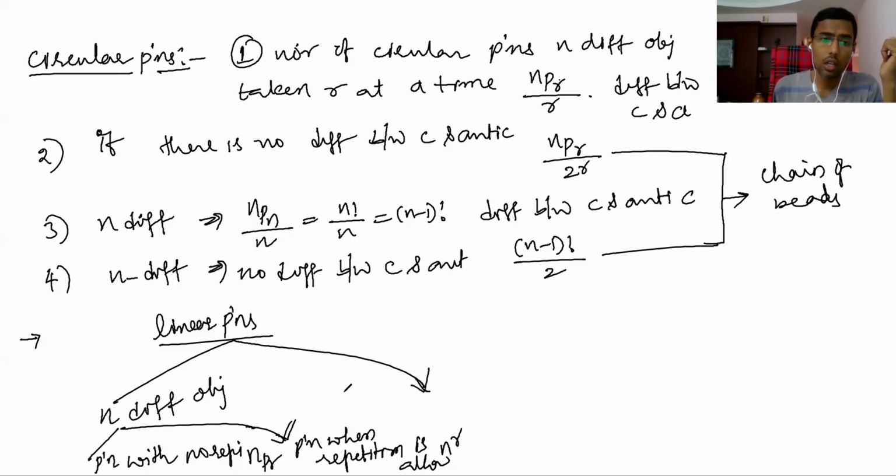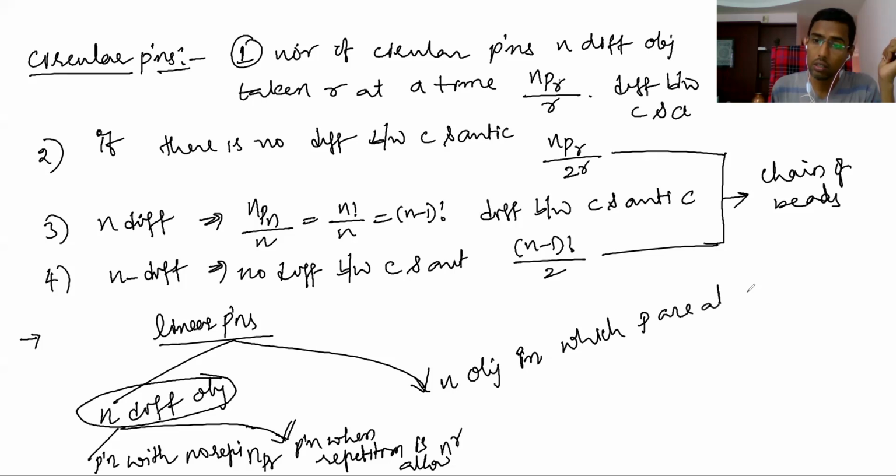But the second point is, n objects are taken, not all n different, but objects in which p are alike, p are same, p are similar, p are identical. This is when n objects are given; they may not be all different, some of them may be alike. That is what we discussed yesterday, n factorial by p factorial, because p objects are same. So that's what we are discussing now.